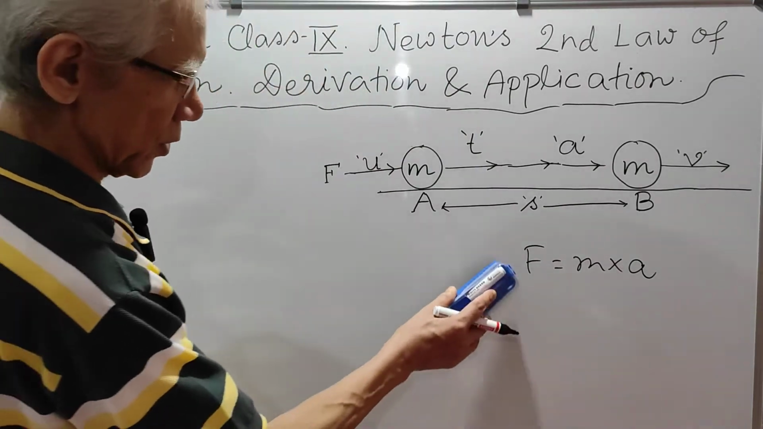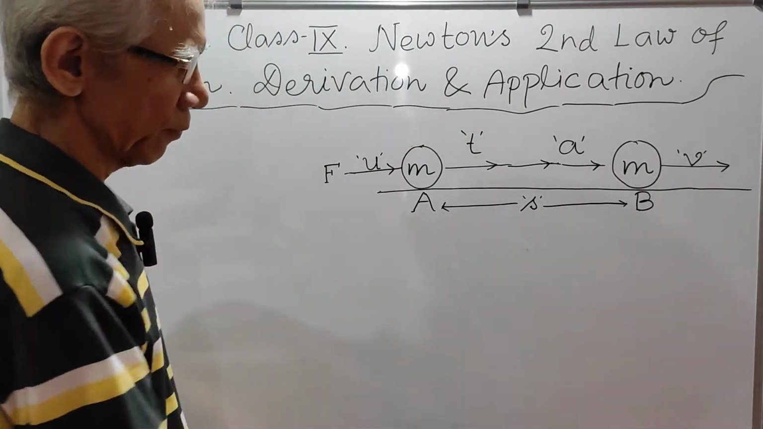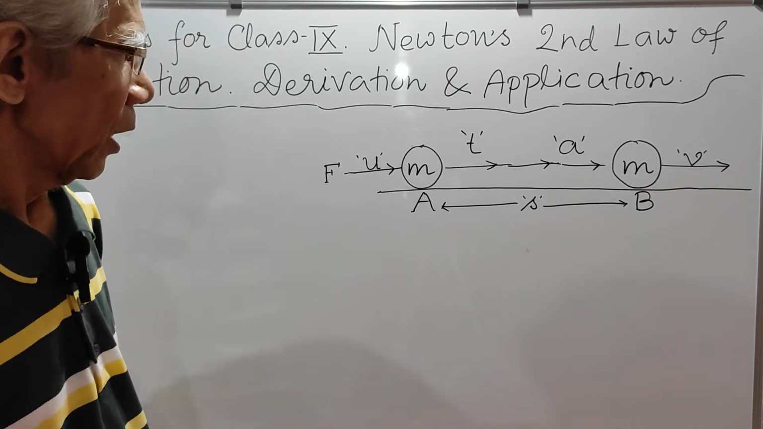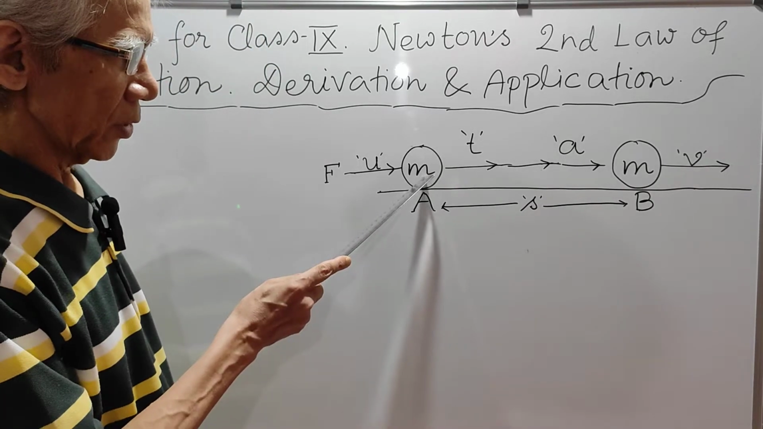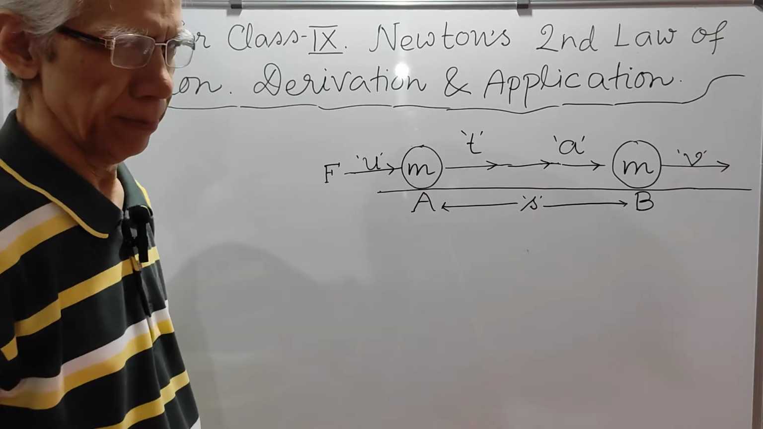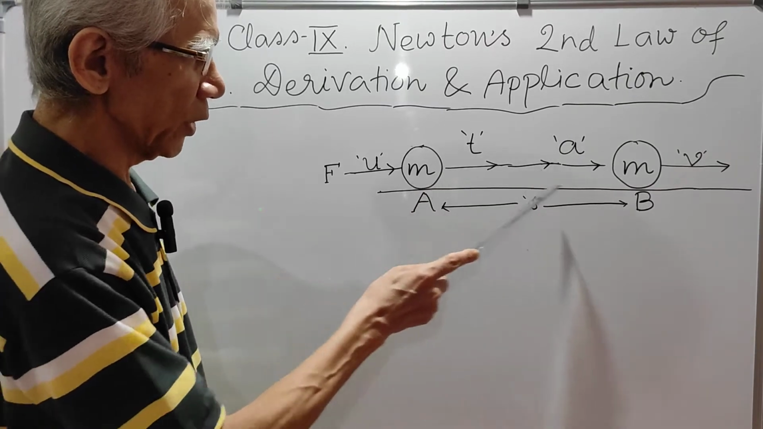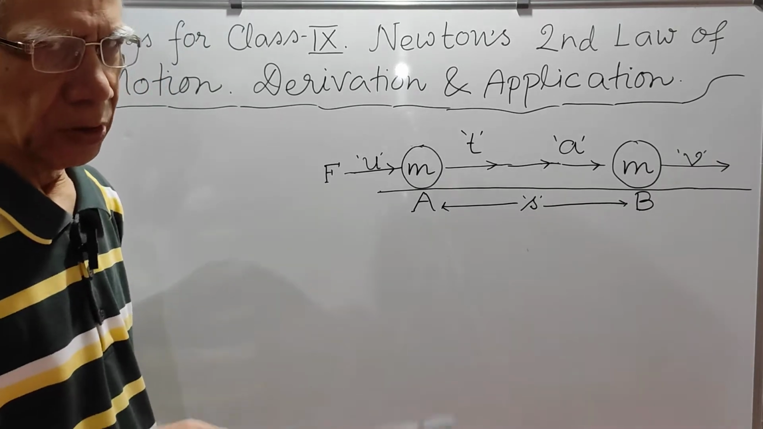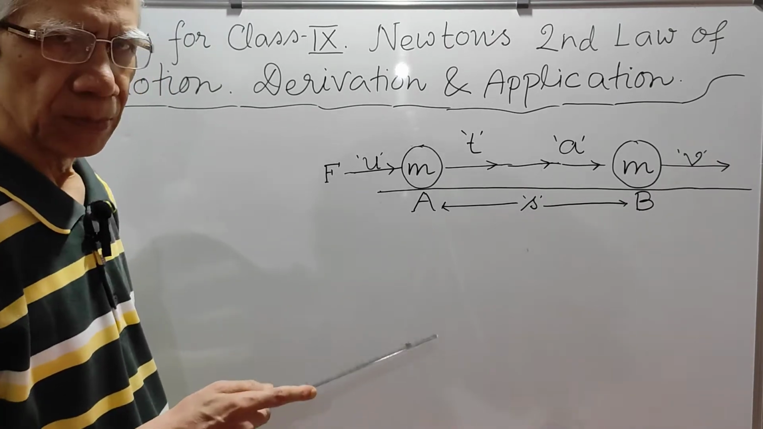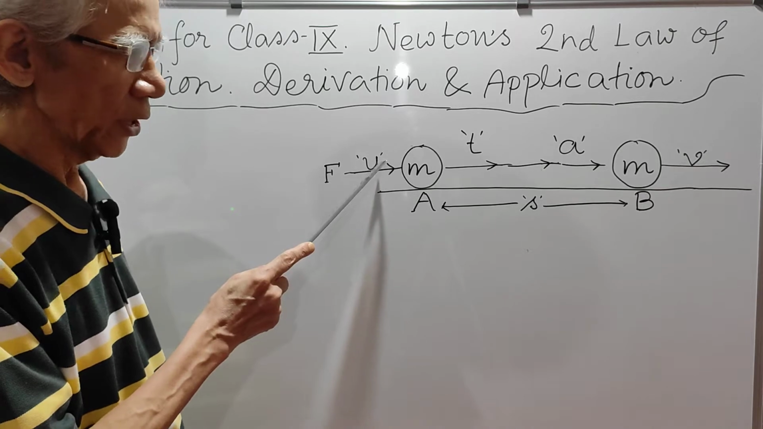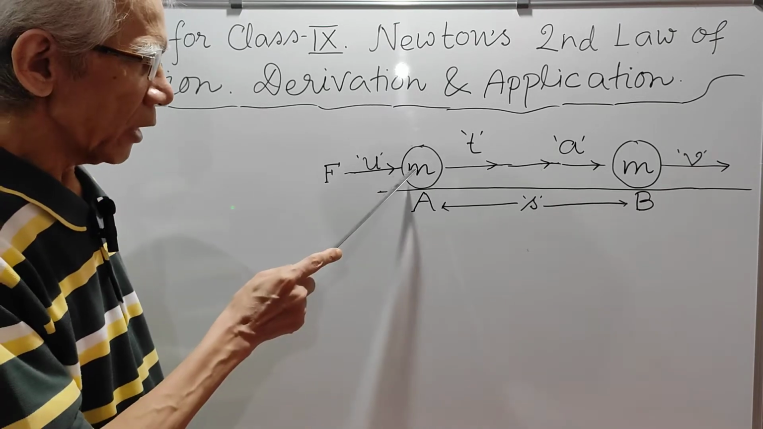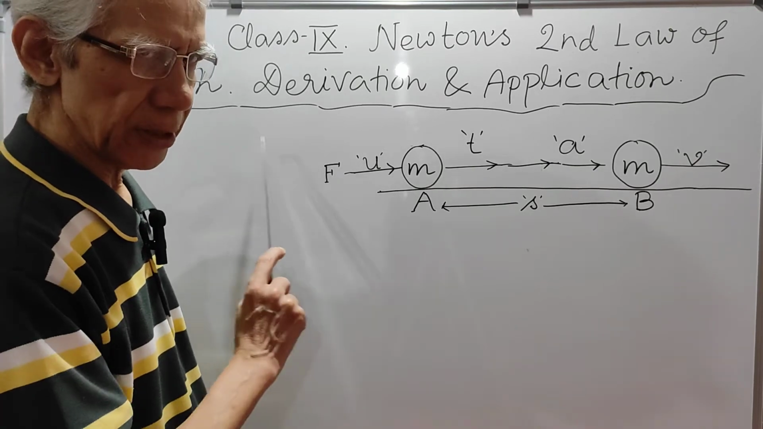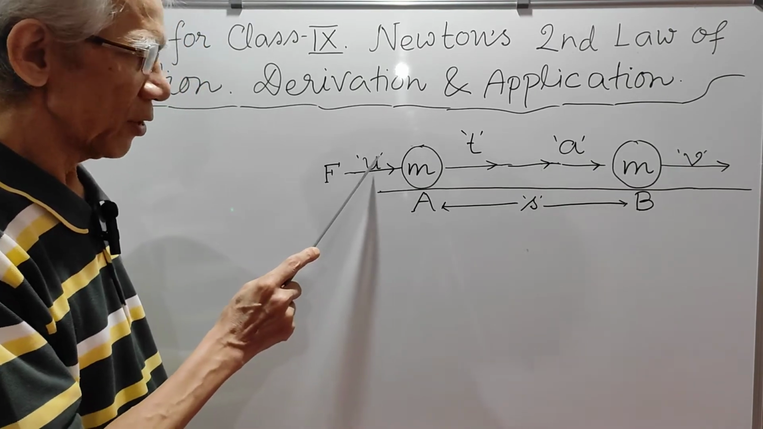For that purpose, this diagram is necessary, you see. Now look at this diagram. Now this is a body whose mass is m. Now it is moving with uniform velocity u. So a body of mass m is moving with uniform velocity u. Now when the body is at point A, it is coming from somewhere with uniform velocity u.